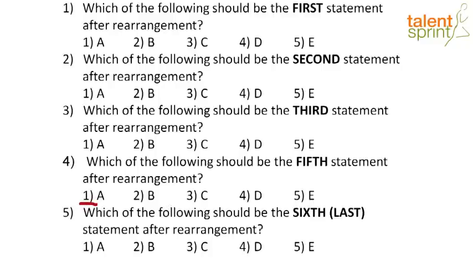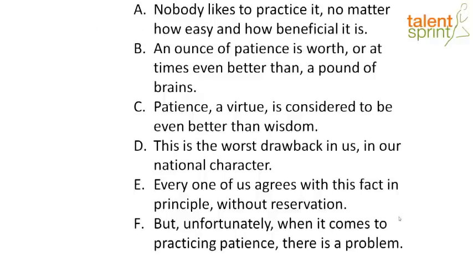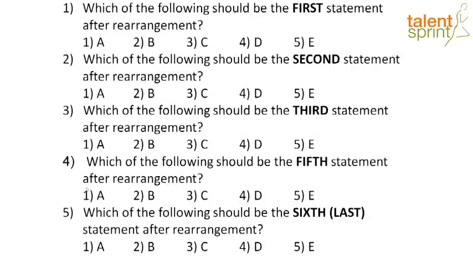Which of the following should be the sixth statement after rearrangement, which is our last statement? Our last statement we know is D. This is the worst drawback in our national character. So that would be 4. Alright, so it is important for you to not just get the sequence right, but also to make sure it is complete, and you get your marks only when you answer all these questions accurately.